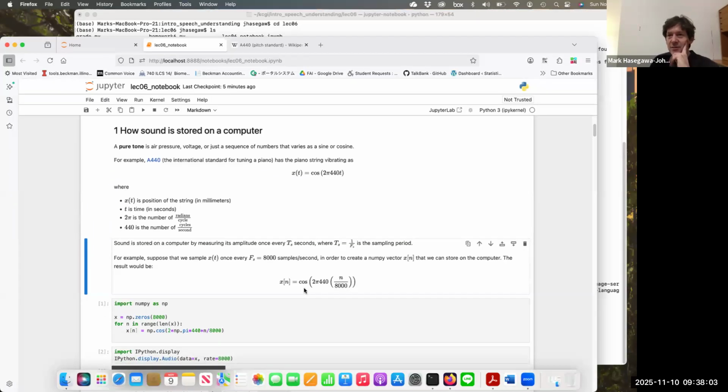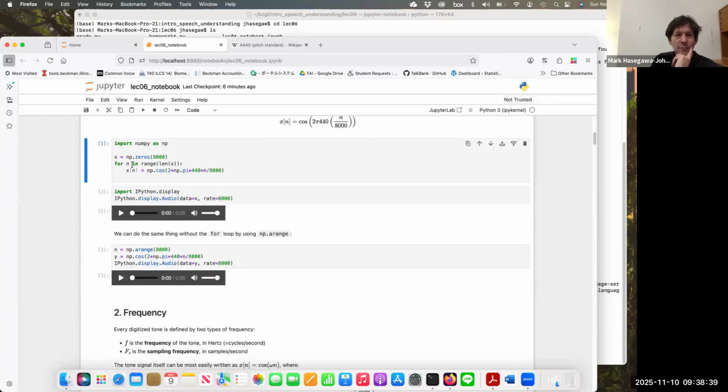Now, that's how the sound exists in the air. If you want to store it on a computer, you have to store a series of integers, a series of sampled values. For example, if we sample it 8,000 times per second, 8,000 samples per second, then t is replaced by n over 8,000. So n is the sample number, and 8,000 is the number of samples per second.